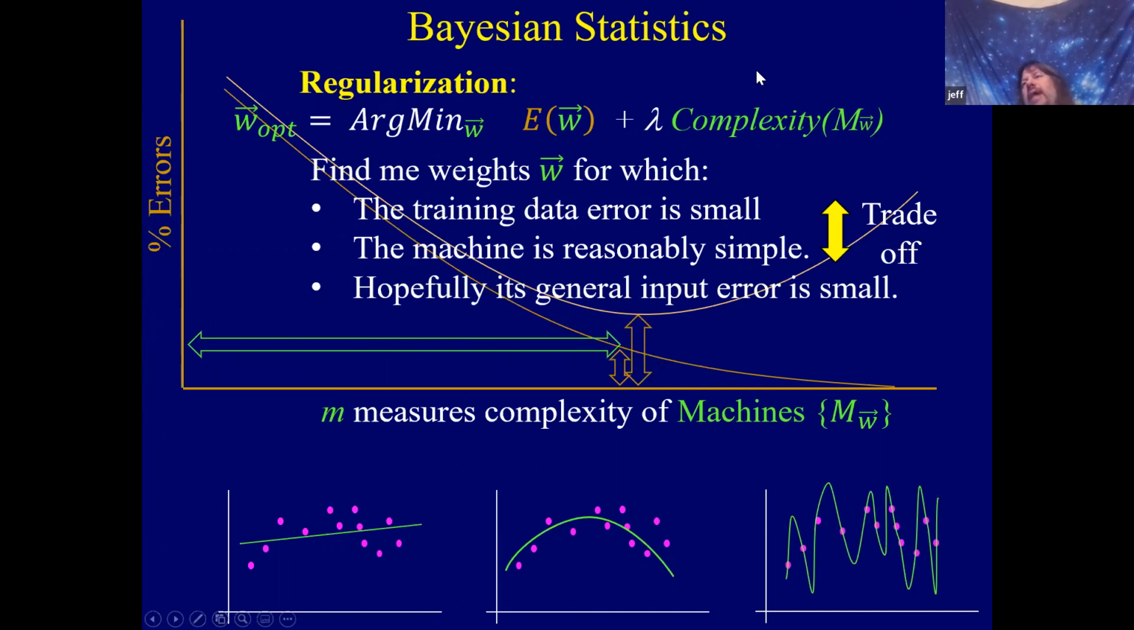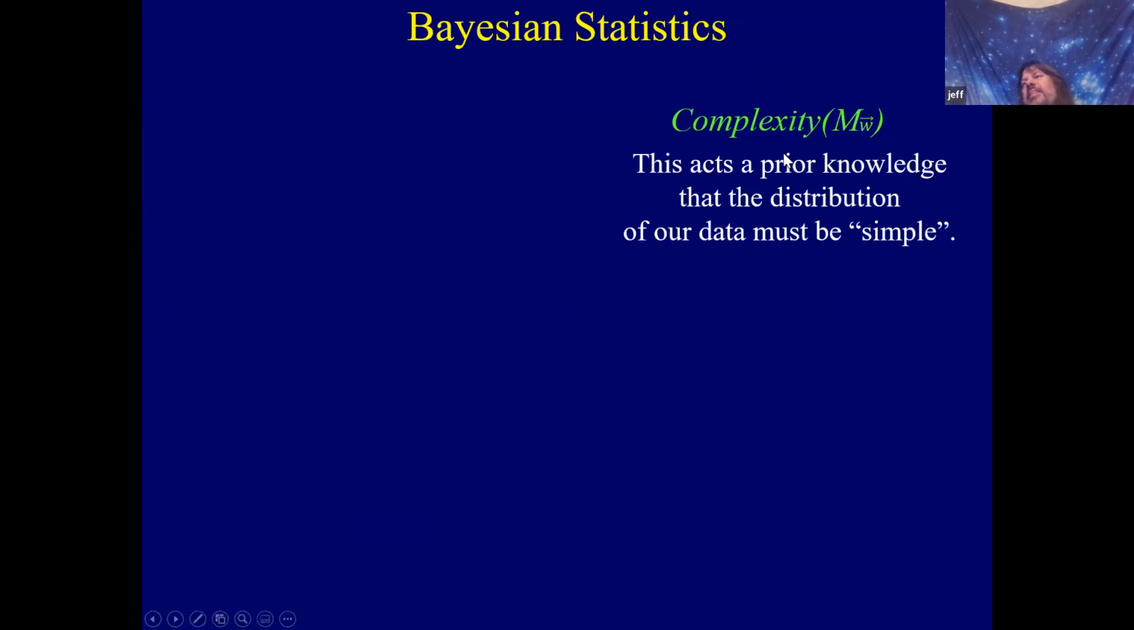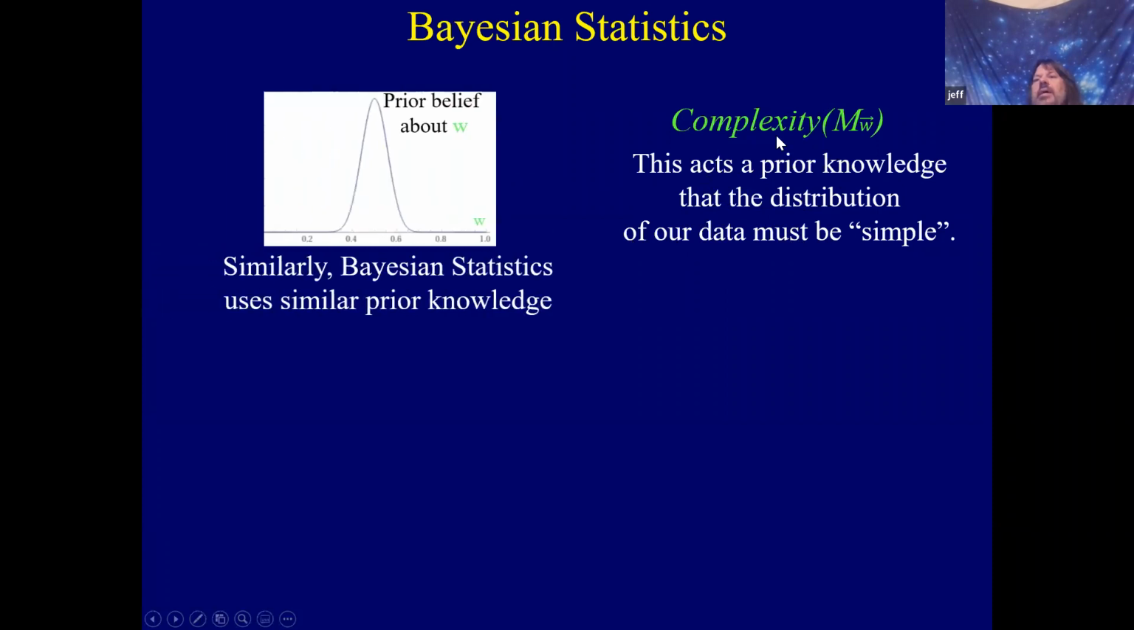I just think it's kind of interesting that this measure of complexity is like saying, I have prior knowledge that I want my distribution of my data to be simple. I have a prior belief that I want my data to be formed from some machine that has low complexity, right? And in the Bayes rule, our prior is that our W is simple.